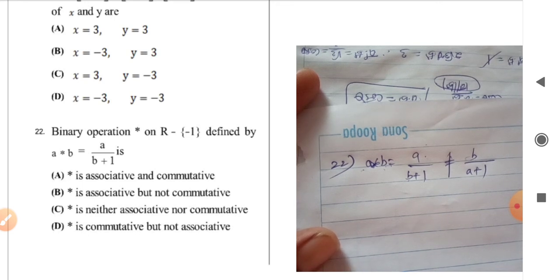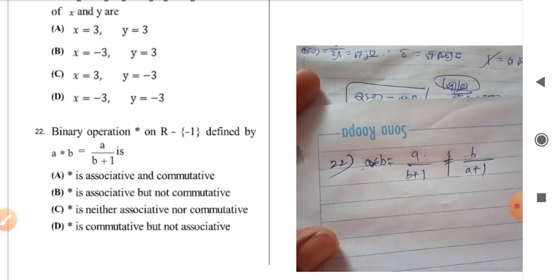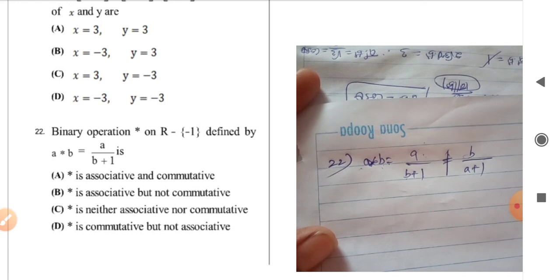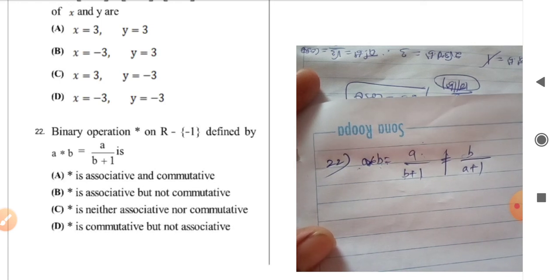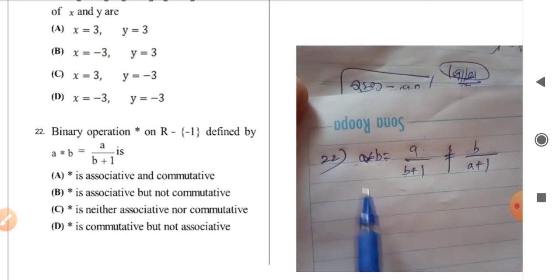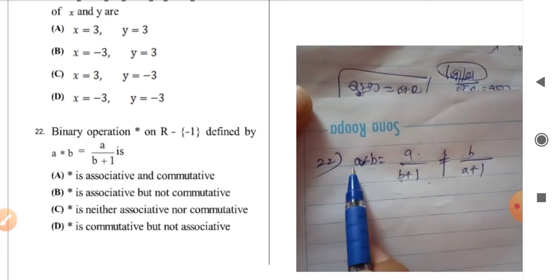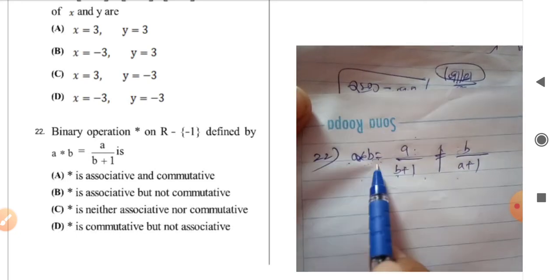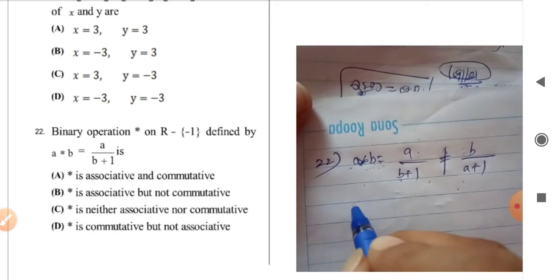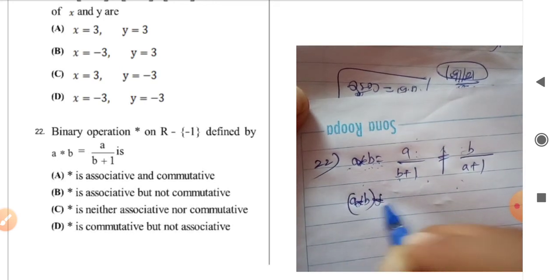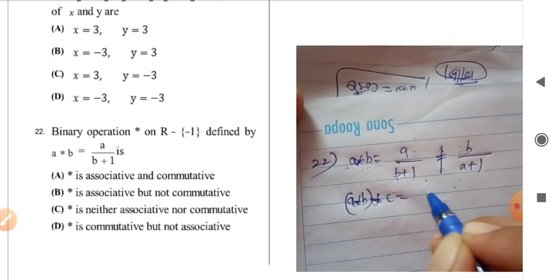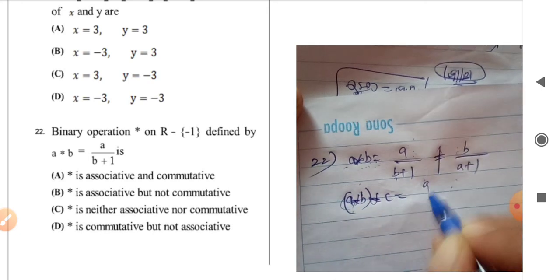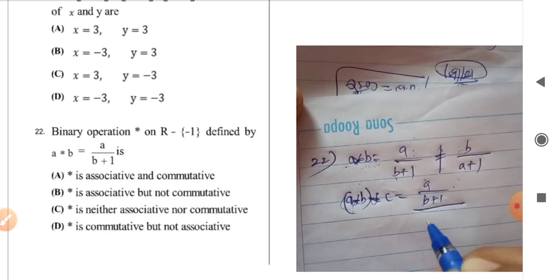The answer may be either B or C, because it is not commutative. But we have to check whether it is associative or not, and obviously it cannot be associative. I will tell you why. See, a star b is a by b plus 1. When I take a star b star c, the first element will come in the numerator and the second element plus 1 will be in the denominator. Now I will show it cannot be associative. (a star b) star c is a by b plus 1, so I say a by b plus 1 divided by c plus 1.